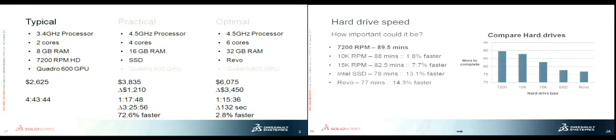All right. So our SSD and our Revo, those are our practical and our optimals at that point in time. And you can see that we got the right delta on there now. For just a little over $1,200 now, we're saving 72.6%. And if we go to that optimal, we're over $3,000 more than our practical machine, and we're only gaining 2.8% above that original 72.6%.